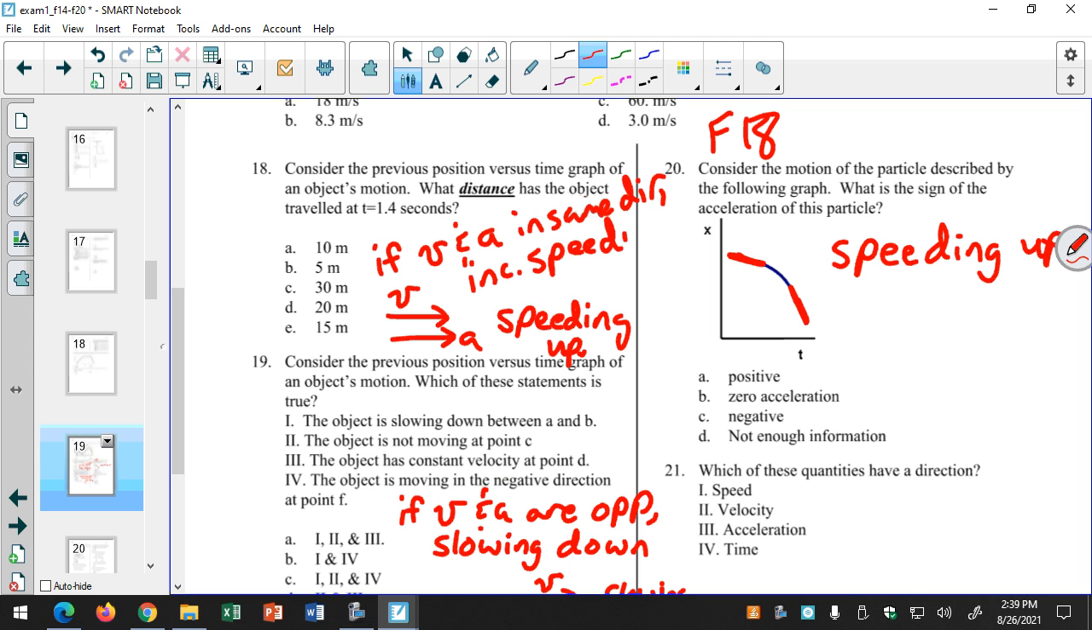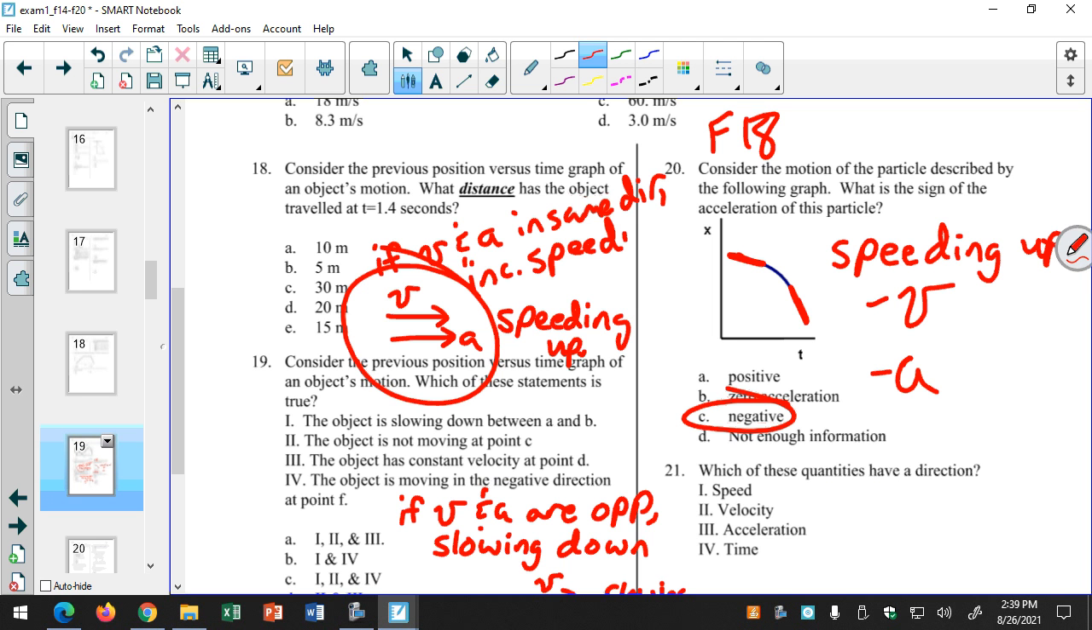That means if it's speeding up, my velocity and acceleration have to be in the same direction. Whatever the direction of my velocity is, that will also be the direction of my acceleration. What is the direction of my velocity? Is it positive or negative? It's negative. So it's speeding up. It has a negative velocity. That means it has a negative acceleration. So C is the right answer.